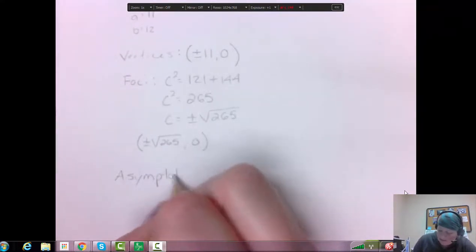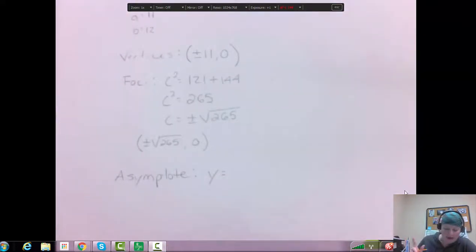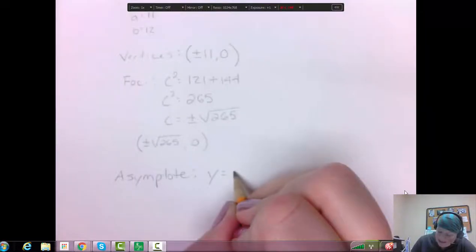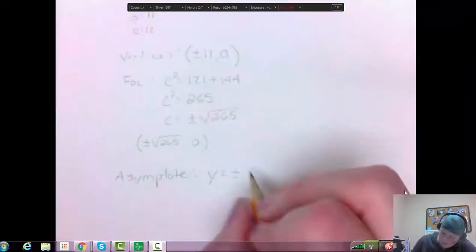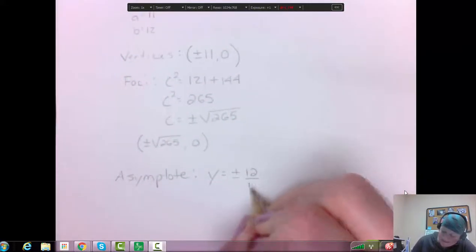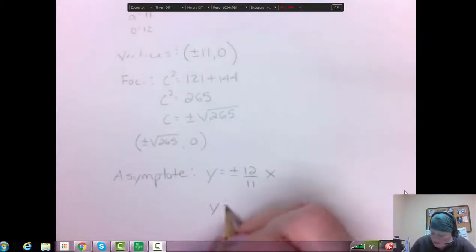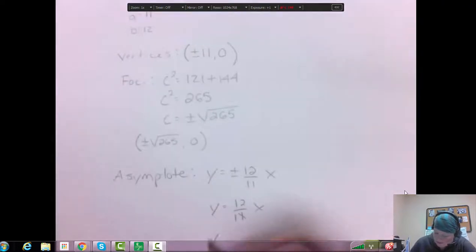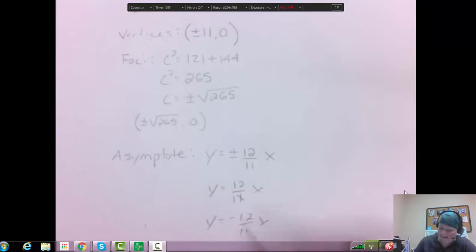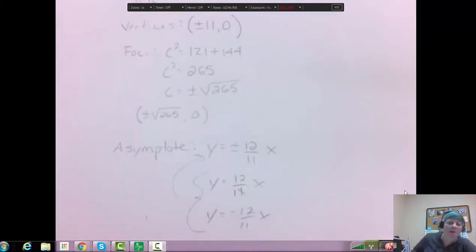Asymptote. The asymptote is found at y equals x, almost, with that proportion of the b, and it could be plus or minus, that b over a. Well, b is 12, so this would be 12/11 x. You could write this, but it probably makes more sense to write the two lines separately: y equals 12/11x, and y equals negative 12/11x. So when we write that plus or minus, that's the same thing as two separate equations.